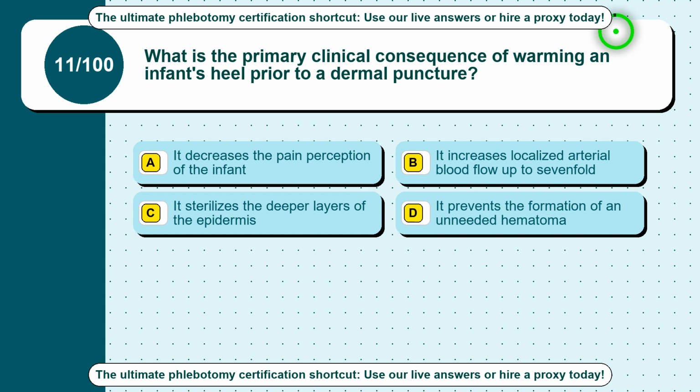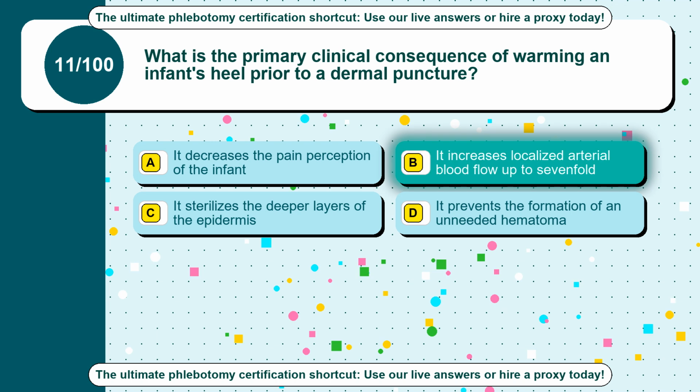Question 11. What is the primary clinical consequence of warming an infant's heel prior to a dermal puncture? Option A. It decreases the pain perception of the infant. Option B. It increases localized arterial blood flow up to 7-fold. Option C. It sterilizes the deeper layers of the epidermis. Option D. It prevents the formation of an unneeded hematoma. The correct answer is option B.